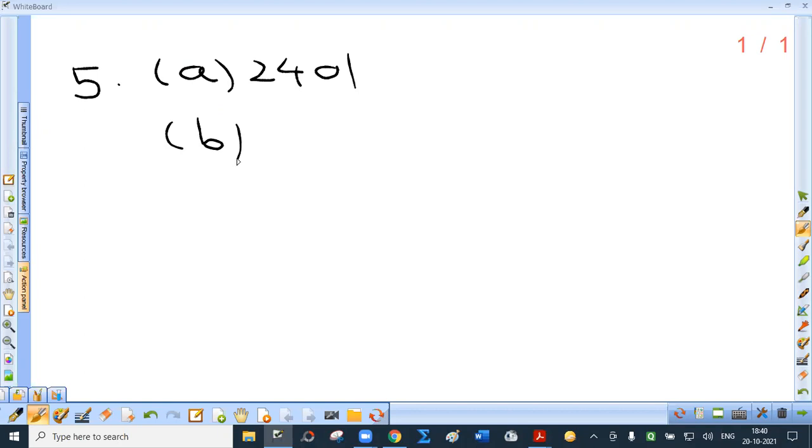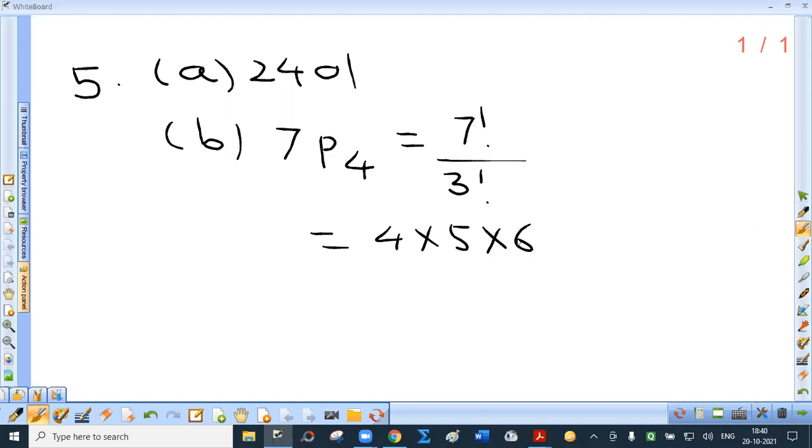Now part B. As repetition is not allowed, number of words equal to 7P4. So tell me what is the value? 7 factorial upon 3 factorial. So 4 into 5 into 6 into 7. So comes out to be 840.